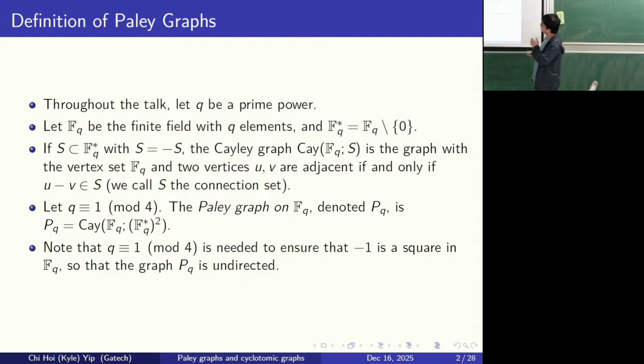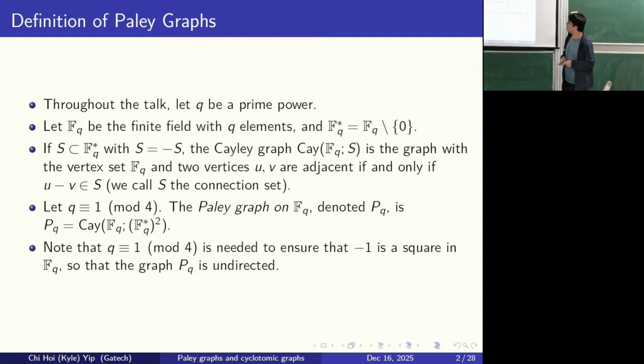In this talk, we will work on finite fields. F_q is the finite field with q elements. The most important thing is that if we consider F_q star, which is all the non-zero elements in F_q, it forms a cyclic group. That's one very important fact about finite fields that will be used in this talk.